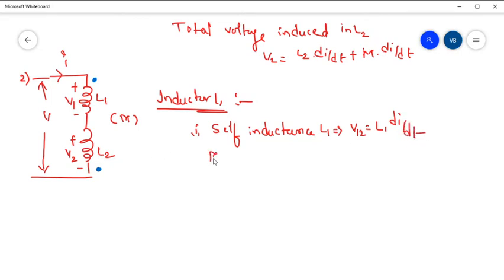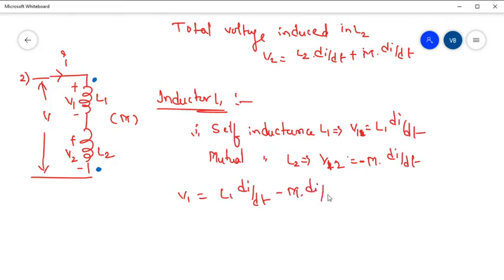So what about the mutual inductance here? The mutual inductance by inductor L2, let us take it as V12. What is that value? It is M into di by dt, if both were entering the same way, but these two are opposite, so we should take minus. So the total value V1 equals L1 into di by dt minus M into di by dt.